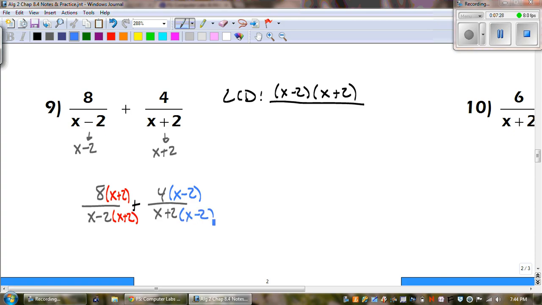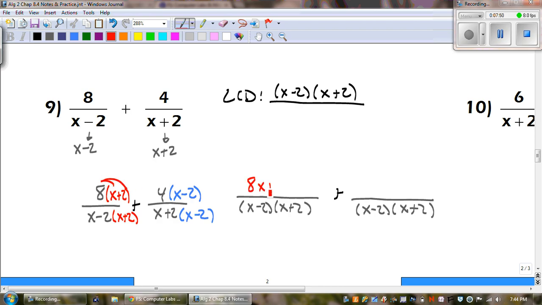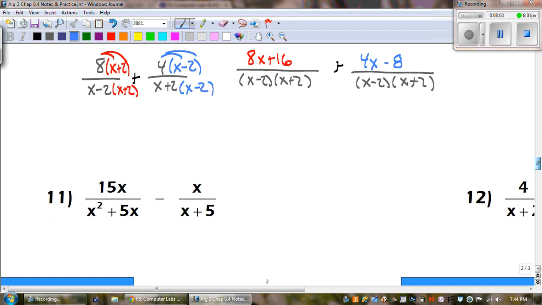When we distribute that, we don't have to worry about the bottom, because the bottom is just going to be x minus 2, x plus 2 for both of those. But we do have to multiply the top. When we multiply the top, we get 8x plus 16, and the other one, we get 4x minus 8.